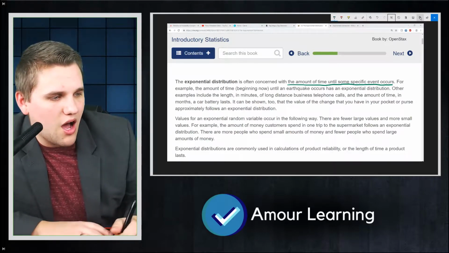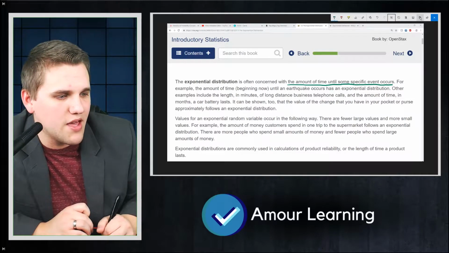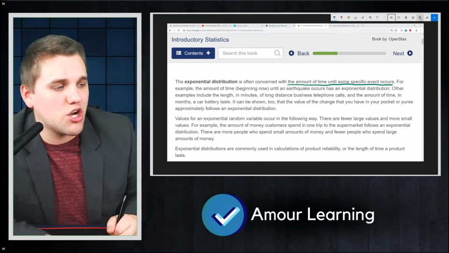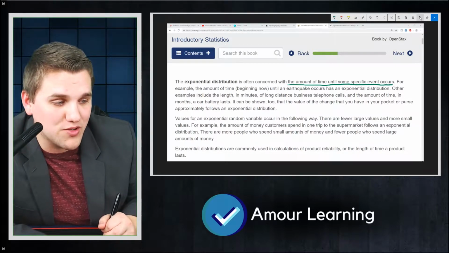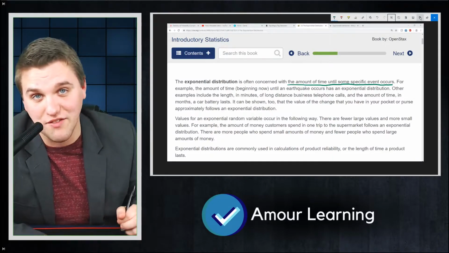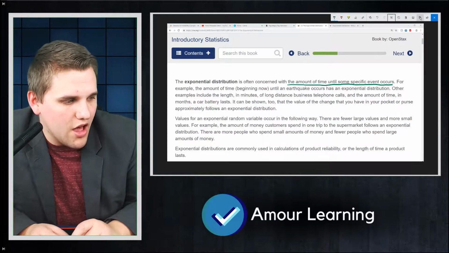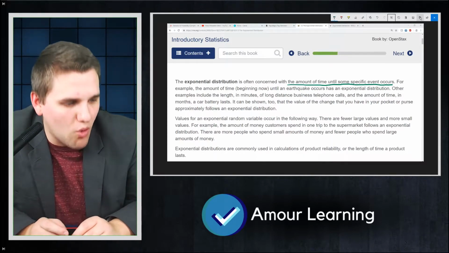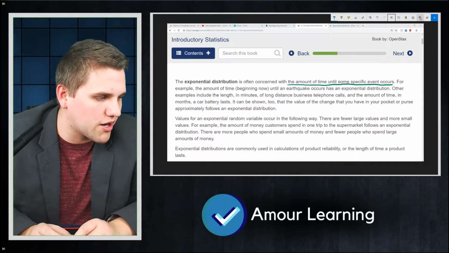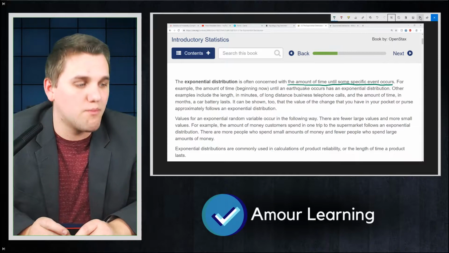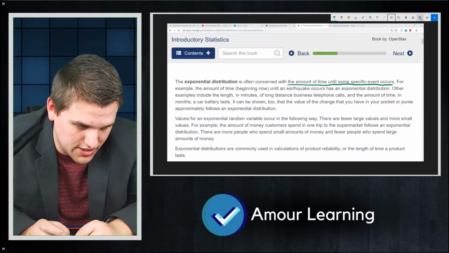Here are other examples: the length in minutes of long distance business telephone calls, and the amount of time in months a car battery lasts. It can be shown, too, that the value of the change that you have in your pocket or purse approximately follows an exponential distribution, which is kind of interesting. Values for an exponential random variable occur in the following way: there are fewer large values and more small values. For example, the amount of money customers spend in one trip to the supermarket follows an exponential distribution. There are more people who spend small amounts of money and fewer people who spend large amounts of money.